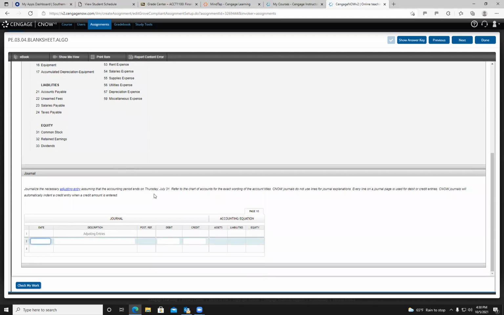It tells us that the period ends on July 31st, so that is the date that we will use. We're going to hit our salary expense account for $9,880, because that's 4 days' worth of salaries. The next one is we're going to credit our payable, our salary payable.